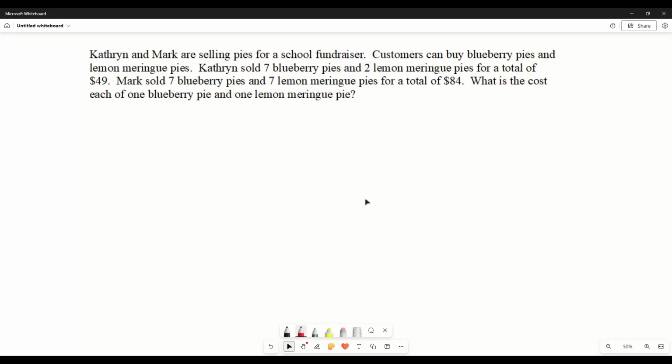In this problem, we have a system of equations word problem. This is an easier question. Captain and Mark are selling pies for a school fundraiser. Customers can buy blueberry pies and lemon meringue pies.